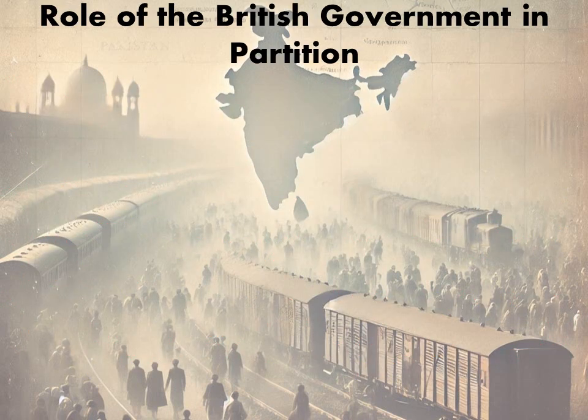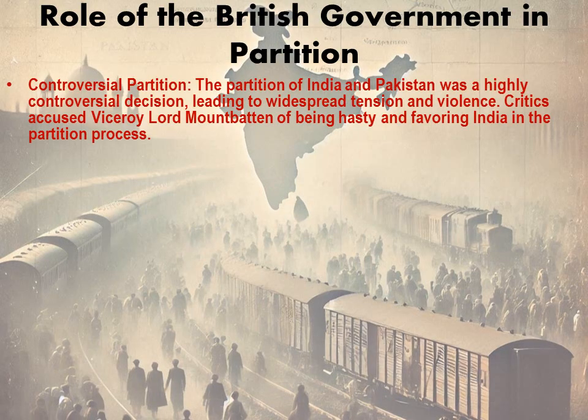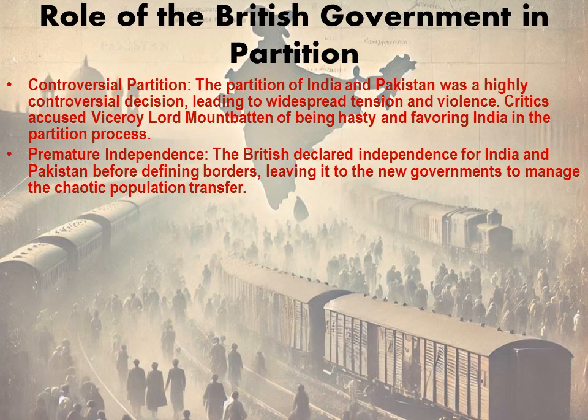Role of the British government in partition. We all know this, but still let us discuss a summary of the role that British government played in partition. Controversial partition. The partition of India was a highly controversial decision leading to widespread tension and violence. Critics accused Viceroy Lord Mountbatten of being hasty and favoring India in the partition process. So it was accused that Lord Mountbatten is doing everything very fast, and that worsened the situation, and it was a very controversial decision.